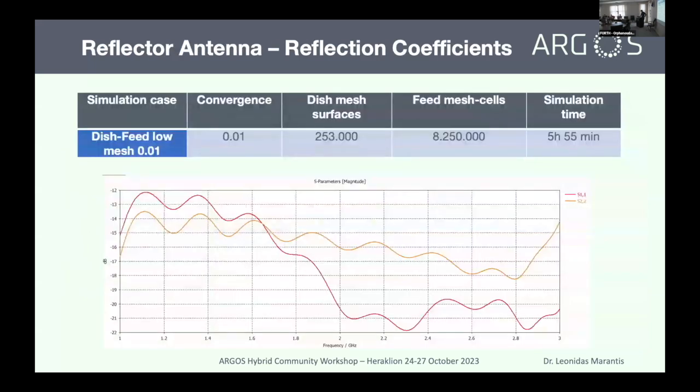And here we have some results. These are the S parameters. Again, for quite a good portion of the frequency band, 1 to 3 gigahertz, we are below minus 14 dB, so we have quite good impedance matching for our dish reflector antenna.